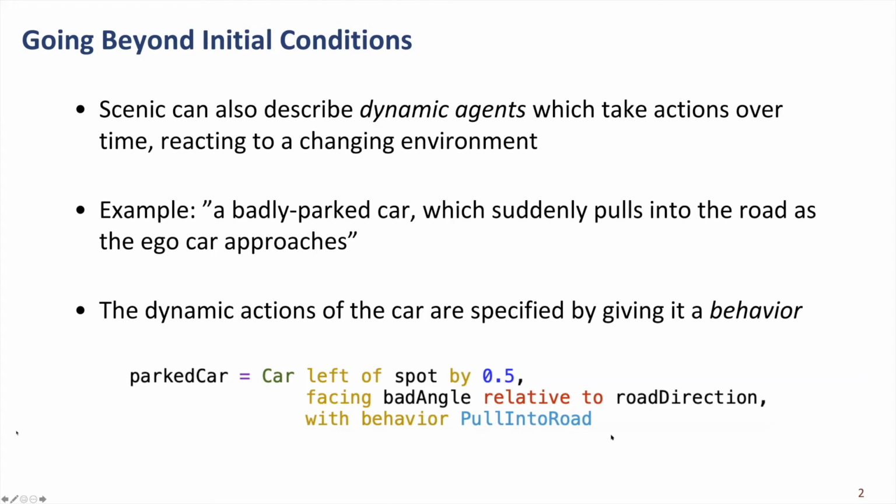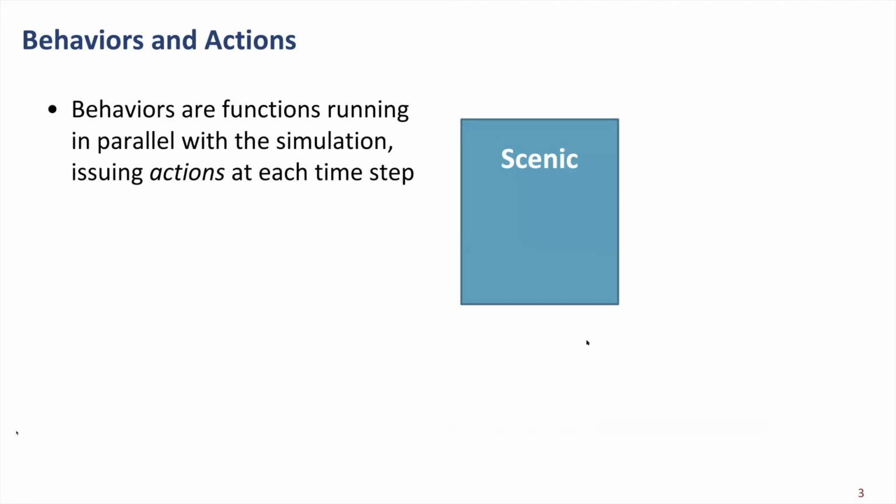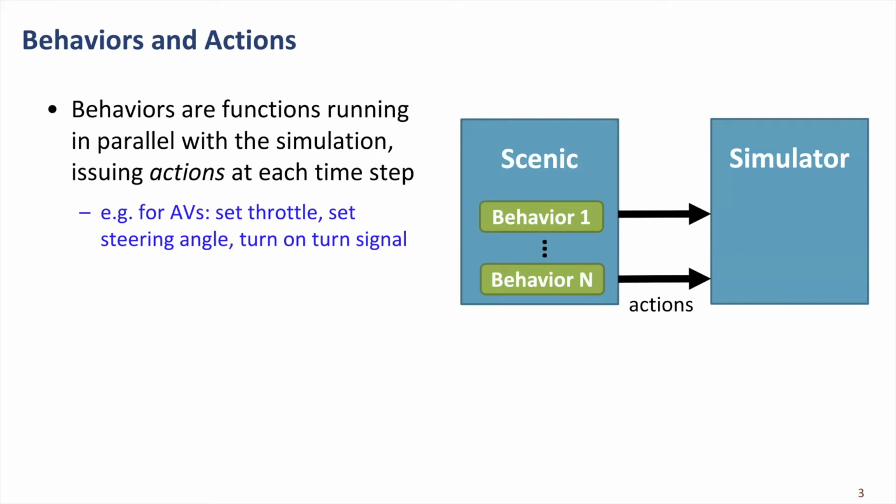So how do we specify behaviors? First of all, just to get a sense of how these behaviors work, you can think of a behavior as a function which is running in parallel with the simulation. And at each time step, that behavior executing inside Scenic issues an action. So we might have a variety of behaviors, one for each dynamic agent. At each time step, they choose an action to take, which we think of as an atomic decision that an agent could take at one time step. For instance, for autonomous vehicles, it could be something like set the throttle to this number, or steer at this angle, turn on your turn signal, something like that.